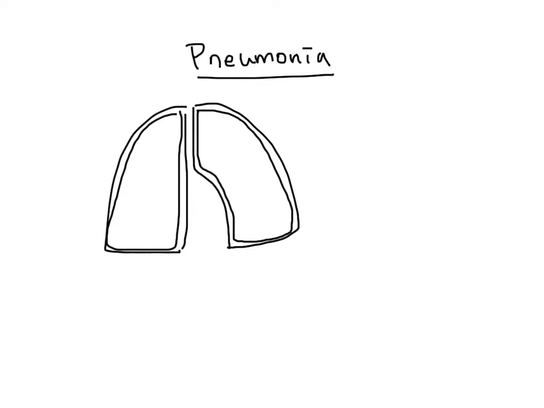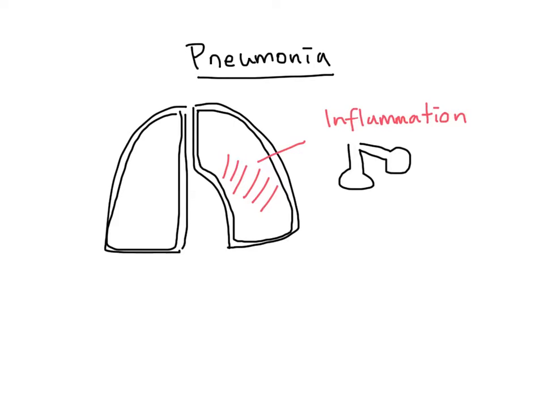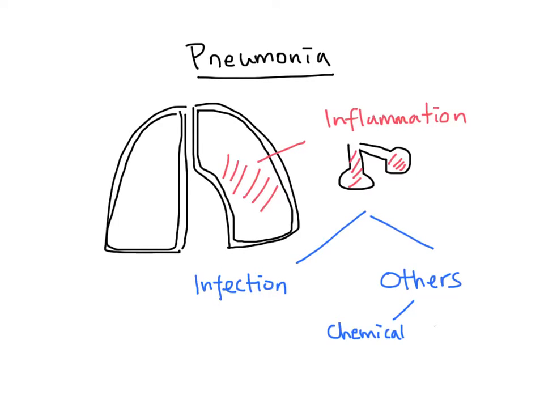Pneumonia is defined as the inflammation of the lung parenchyma. In pneumonia, the alveolar air spaces are filled with exudate and inflammatory cells. It can be caused by infection in most of the cases. It can also be caused by other reasons such as chemical exposure. In this segment, we'll be most interested in infectious causes of pneumonia.